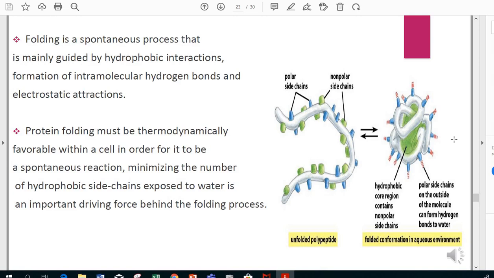Protein folding must be thermodynamically favorable. It's the least thermodynamic consumption for the protein molecule, and it's a spontaneous reaction. Minimizing the number of hydrophobic side chains exposed to water or the aqueous environment is an important driving force behind the folding process.